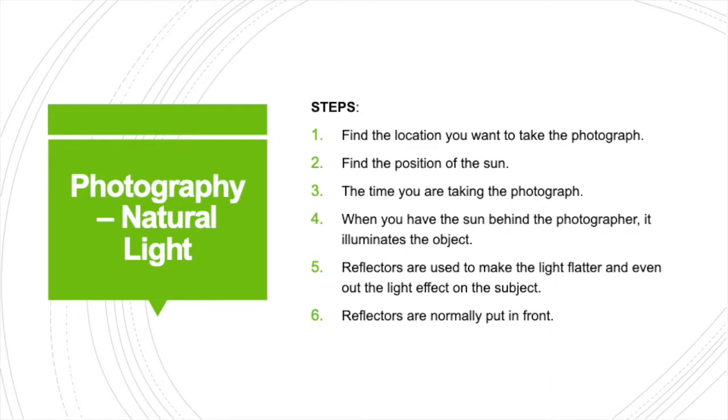For natural light, these are the steps. First, find the location you want to take the photograph. Second, find the position of the sun. Third, find the time you're taking the photograph. Fourth, when you have the sun behind the photographer, it illuminates the object. Fifth, reflectors are used to make the light flatter and even out the light effect on the subject. Sixth, the reflectors are normally put in front.